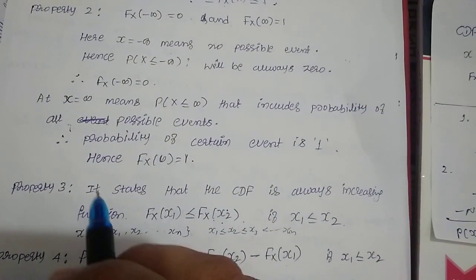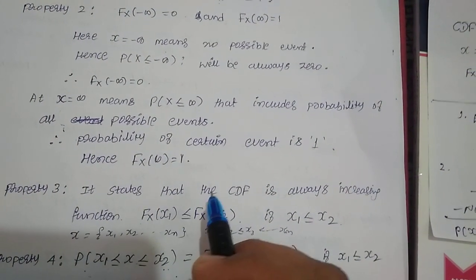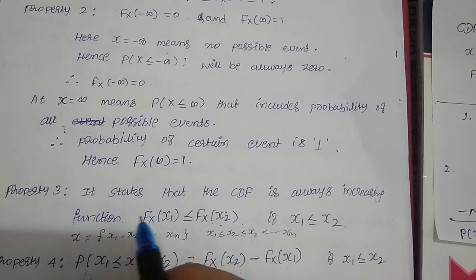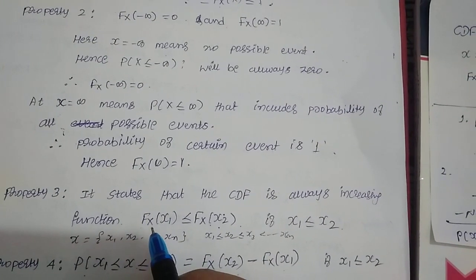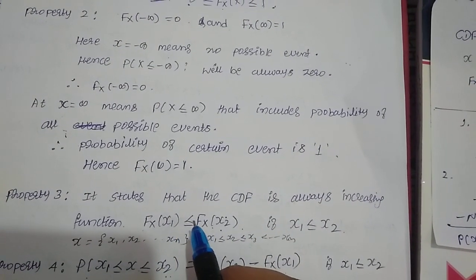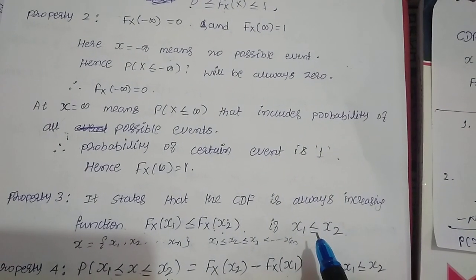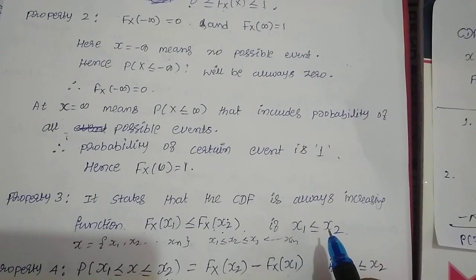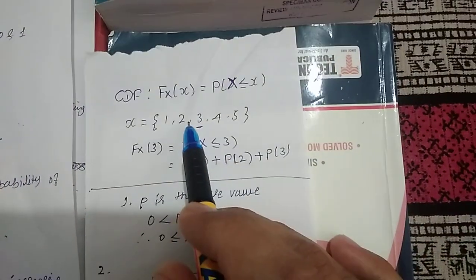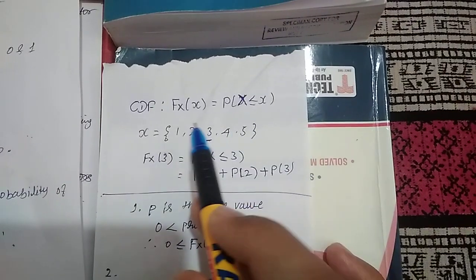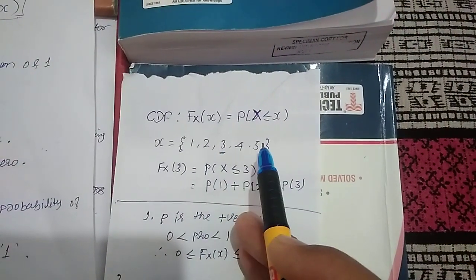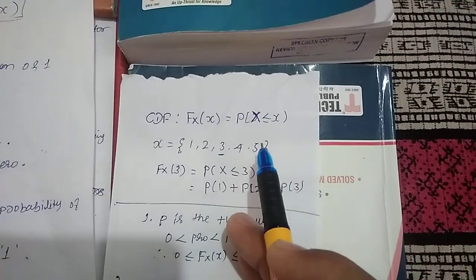Next, property 3. It states that the CDF is always an increasing function. F_X(x1) ≤ F_X(x2) if x1 ≤ x2. In the event, it is always an increasing function. Here x1, x2, x3 and so on are always increasing values.